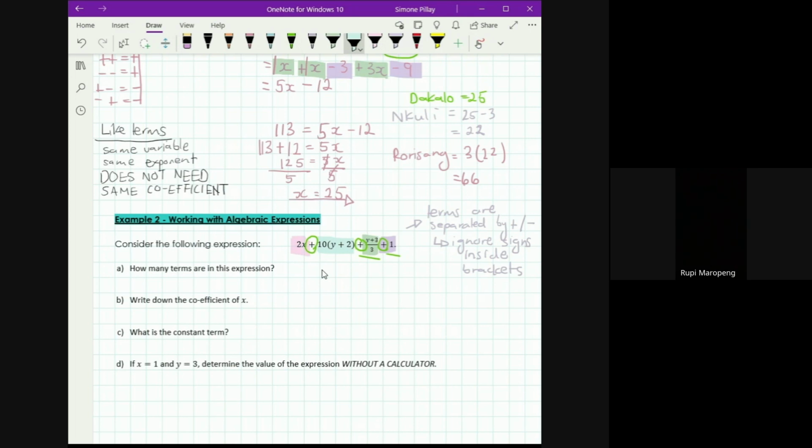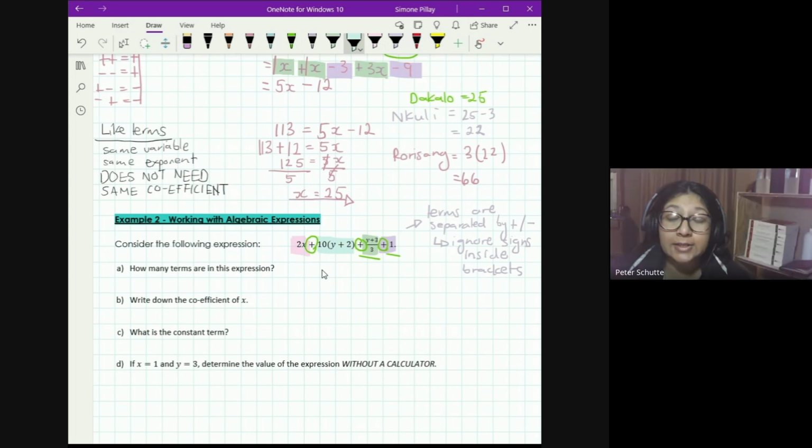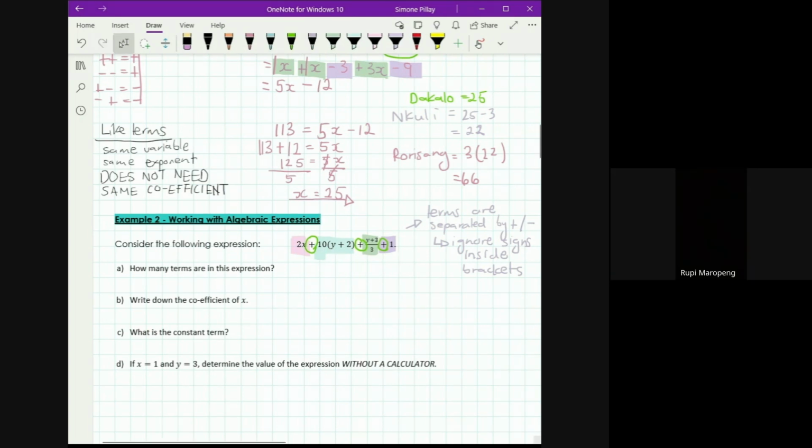I'm saying between 10 and my brackets. So in other words, here's 10 and here's my brackets. Do you see a plus or minus in between those two separating them? No, ma'am. So can you see why they are actually one term and why 2x is a term on its own? Yes, ma'am.